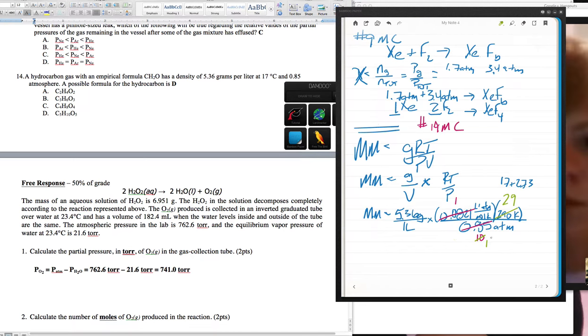We've got 29 here. So now we've got 29 times 5.36. So what I said then was that is pretty close to 30, about 30. So 30 times 5 equals 150. And 30 times this 0.36, which is like 1/3. 30 times 1/3 is equal to about 10. And add those two together and I get about 160.